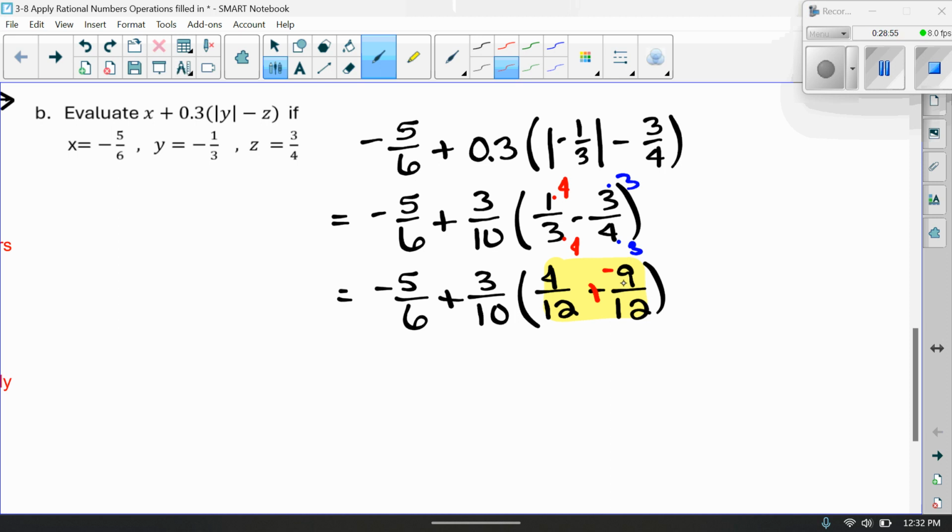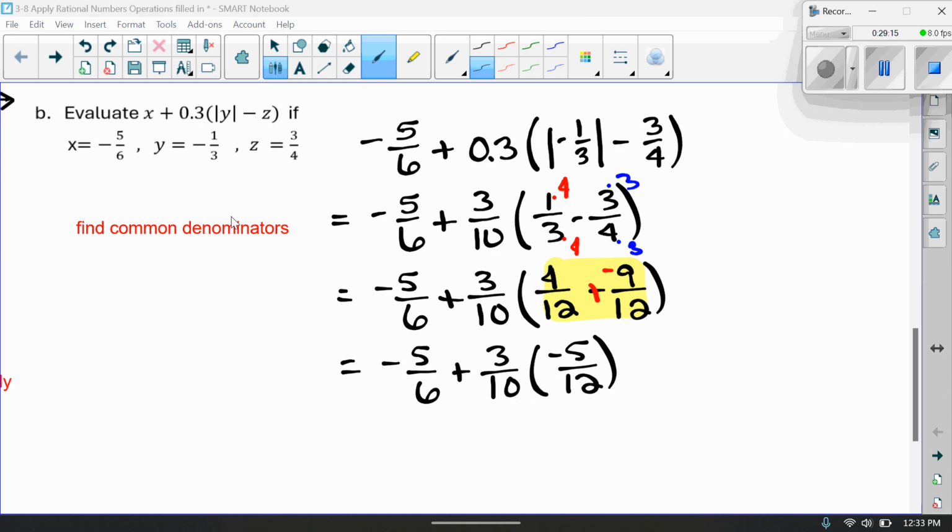Okay? So let's rewrite. -5/6 plus 3/10. And now this is going to give us a -5/12. Okay? So here we got our common denominators.